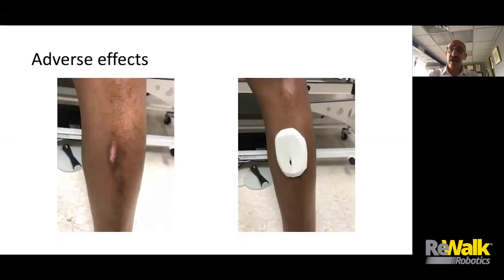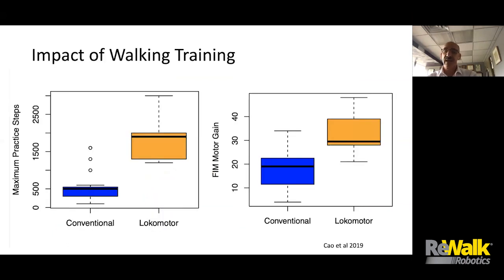Now, these devices can produce some adverse effects. This is an example of such an adverse effect: a rub over the tibia, very simple to address. The system has been modified to cushion that area, but if you need additional cushion, you can very easily create a foam pad and protect that tibial area.